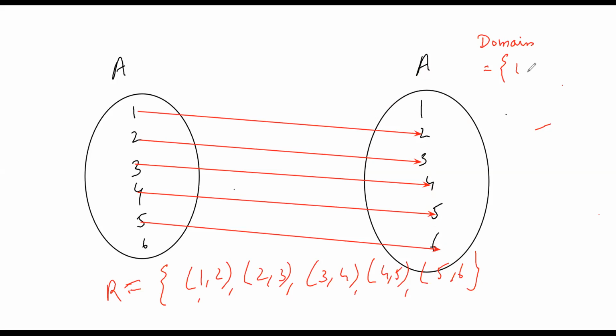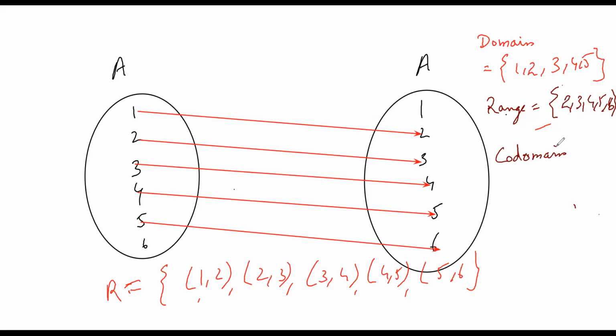Domain is nothing but 1, 2, 3, 4, 5. Range, let me use a different color. Range is nothing but 2, 3, 4, 5, 6. Codomain contains the entire thing on the right hand side. The entire thing on the right hand side is nothing but the codomain.